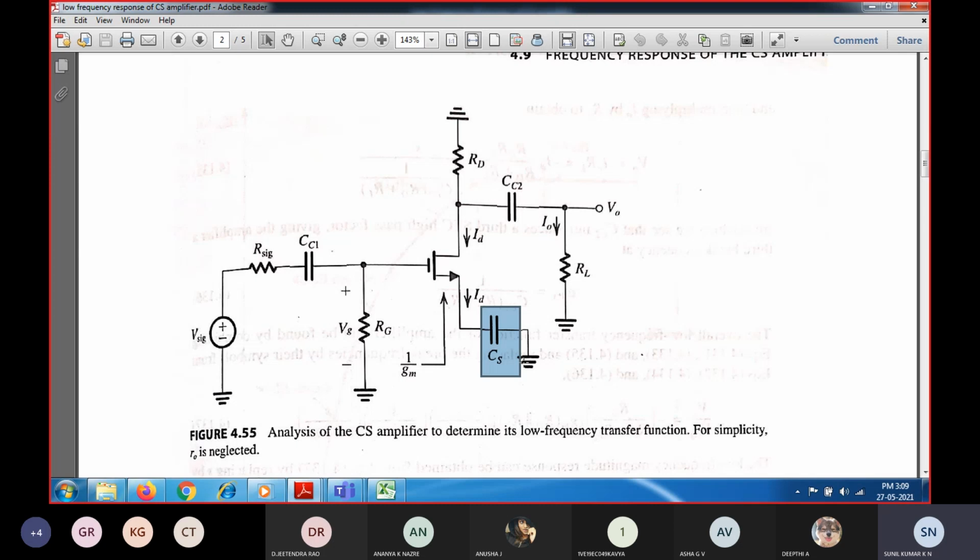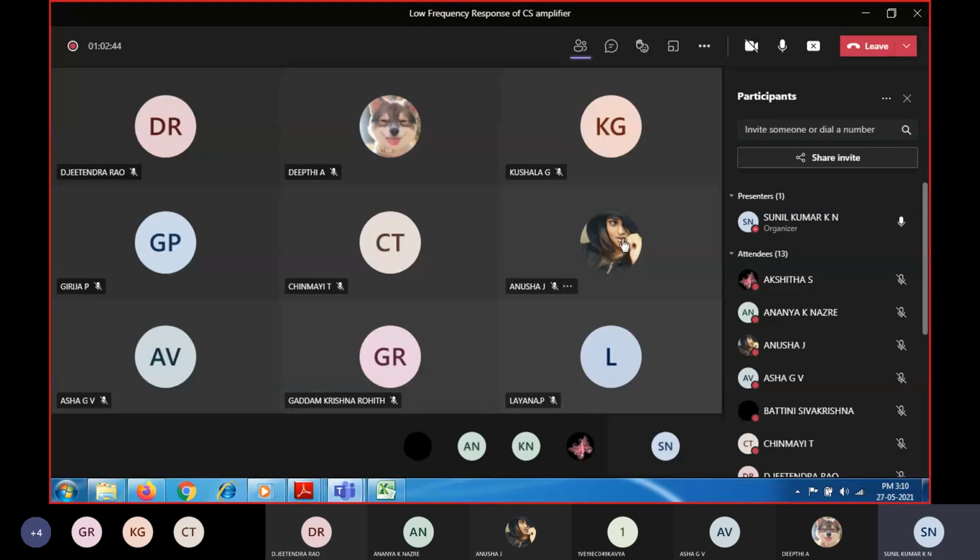Okay, with this I just conclude today's session. Tomorrow I'll finish off how we are going to obtain the 3 dB frequency for each one, considering one at a time, and I'll show the analysis of how it causes the gain to roll off at a lower frequency range of operation.